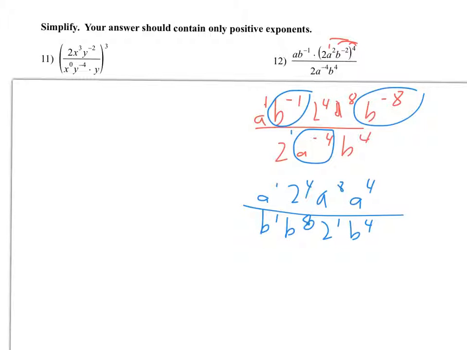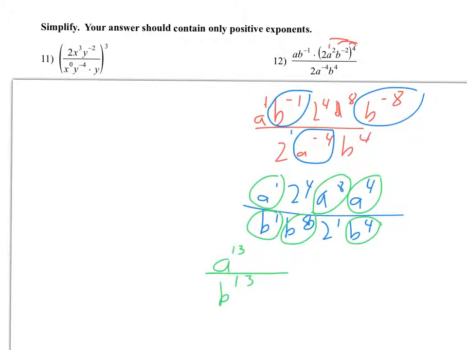All right, next up, I'm going to combine any that are on the same level. I have a lot of a's up top, and so when I add all those up, I get a to the 13th. I have a lot of b's on bottom. I'm going to add all those up, so that'll be 9 plus 4 is 13. And then I see that with my 2's, since they have the same base, I can battle them out. It's going to be 2 to the 3rd on top because the top won by 3.